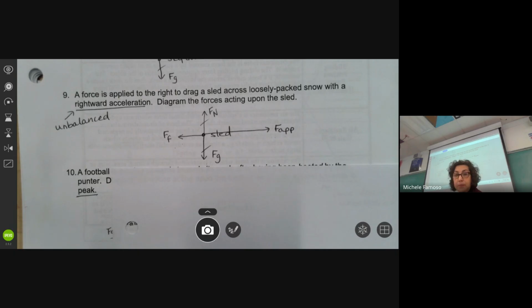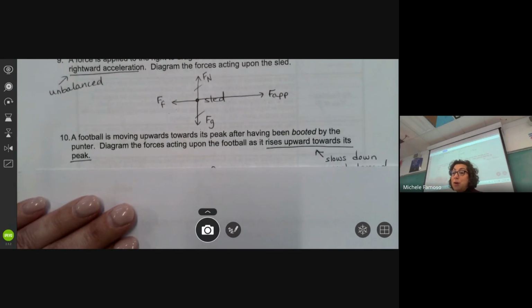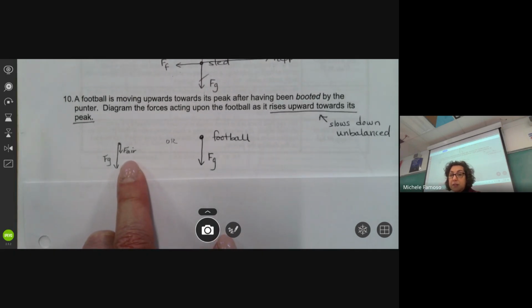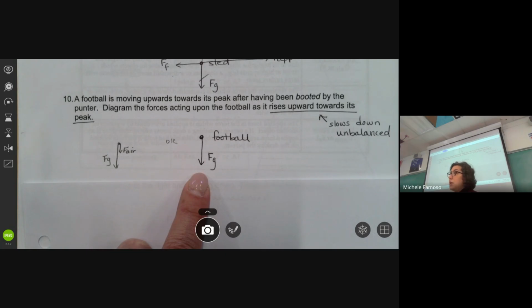Okay. Number 10, this football is rising upward to the peak. I think most of us know that as things go up in the air, eventually they're going to stop, which means this football is going to slow down on the way up. Since it's slowing down, that means the forces on it are unbalanced. Now, there's 2 possible diagrams for this. We don't know if there's air resistance or not. So if there's air resistance, it would act opposite the way it's moving. It's moving up, so air resistance and the weight would both be down. Or if there's no air resistance to consider because it's really not moving that fast, you would just have the weight acting down on the football.